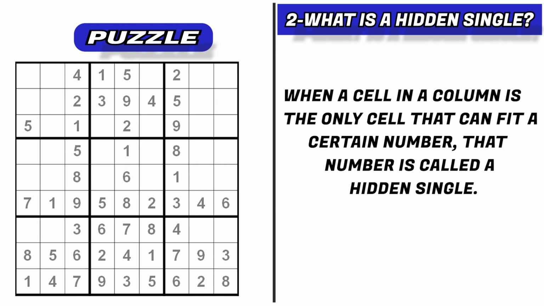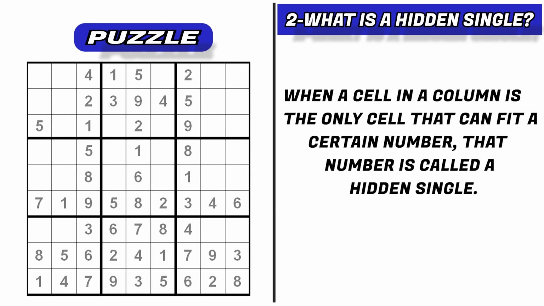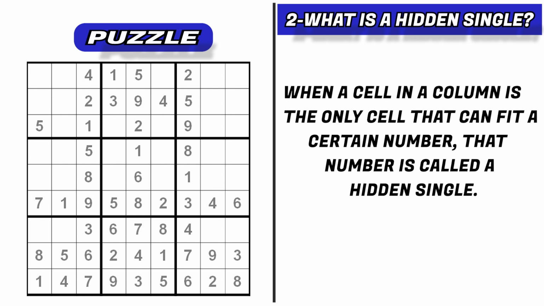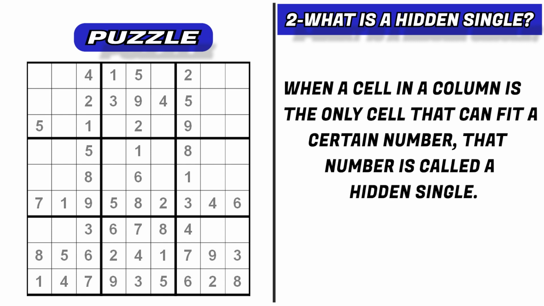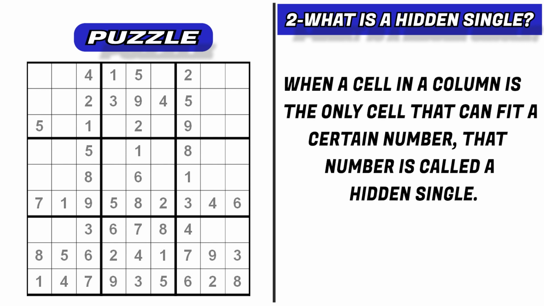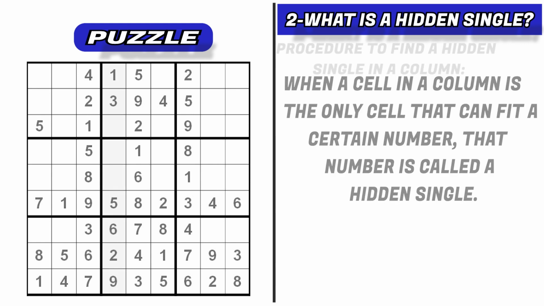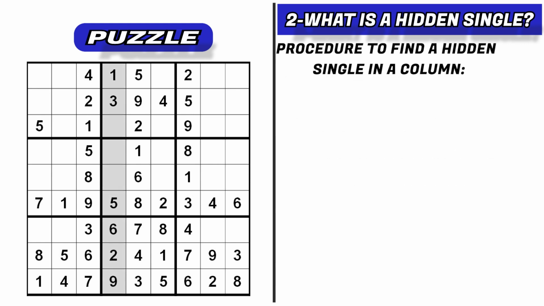You may ask yourself the following question. Can we use the logic we just applied to a row, to a column as well? The answer is yes, we can. Let's illustrate this now. When a cell in a column is the only cell that can contain a candidate number, that number is a hidden single in that column. You can spot hidden singles in a column by following 4 simple steps.